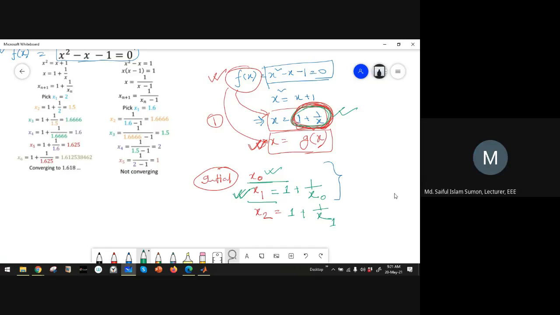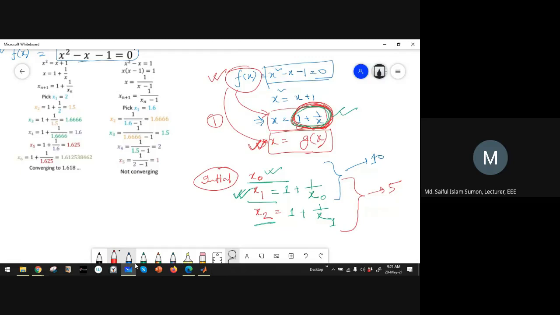Now you will be able to see that x2 is a comparatively better solution. How can I see whether that's a better solution or not? I will check the difference between x1 and x2. If the earlier difference was 10, then the difference between x1 and x2 will be, suppose, 5. That means it is converging.